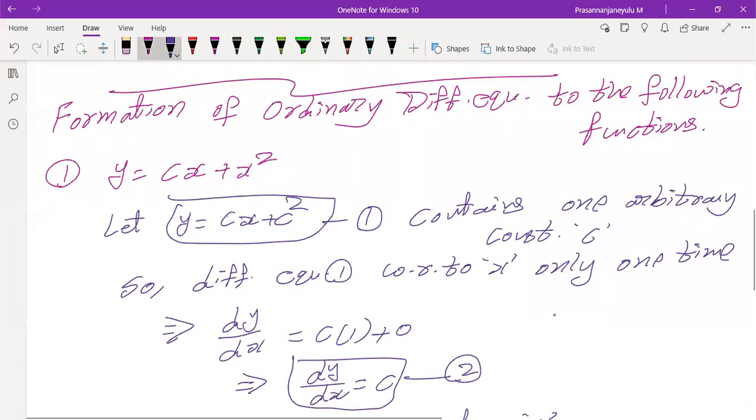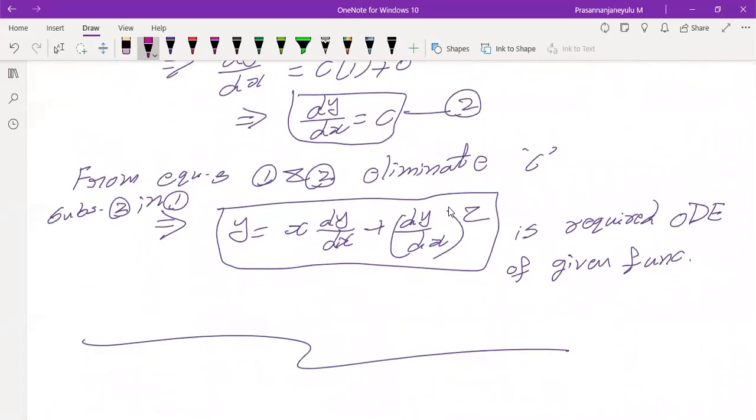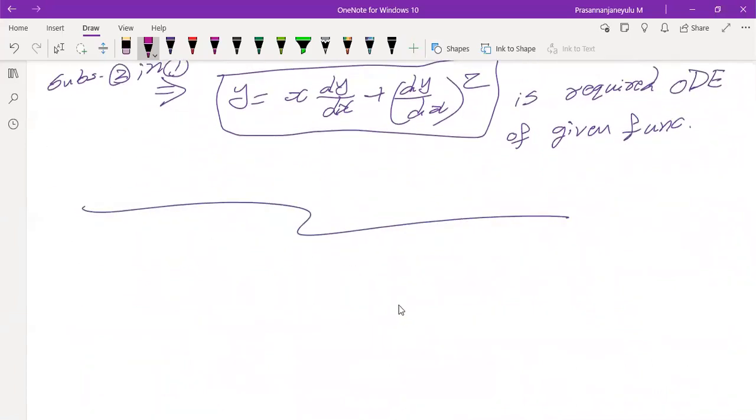Now you check how many arbitrary constants are there? 1. So the order of the differential equation and the number of arbitrary constants are always equal. If the given function contains one arbitrary constant, then the corresponding differential equation order is also 1. Is it clear? For example, if you have a function with 5 arbitrary constants, then what is the order of the differential equation of that function? We are going to get 5. I'll give you that point later. Now I'm taking 1 or 2 more examples just for your understanding purpose.